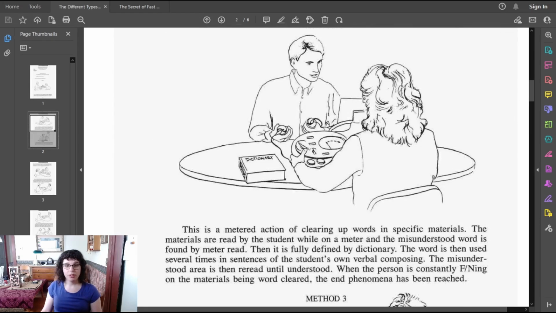Method 2. This is a metered action of clearing up words in specific materials. The materials are read by the student while on a meter, and the misunderstood word is found by meter read. Then it is fully defined by dictionary. The word is then used several times in sentences of the student's own verbal composing. The misunderstood area is then reread until understood. When the person is constantly FNing on the materials being word cleared, the end phenomena has been reached. Could you imagine relying on that machine to know when you don't understand something?